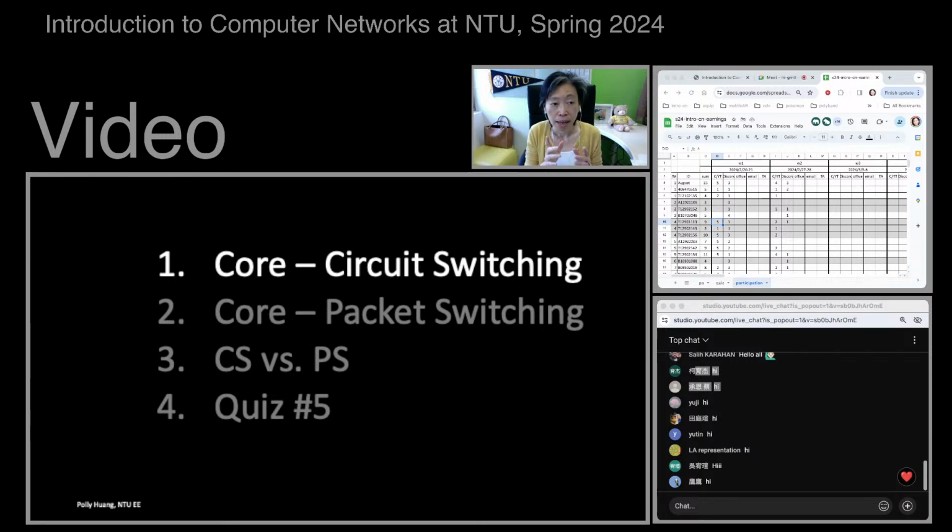Great. Let's start with circuit switching, the first thing we'll talk about. Let's recall circuit switching a little bit. What it does is this. Before a user can send data, we need to reserve resources and set up a circuit. Then the data can be transmitted. So you see that to set up the circuit, it will take time.